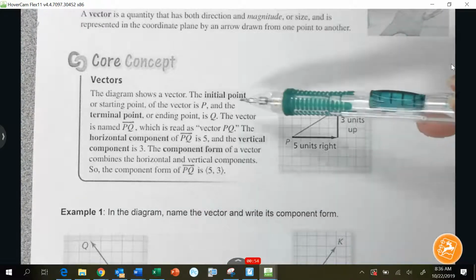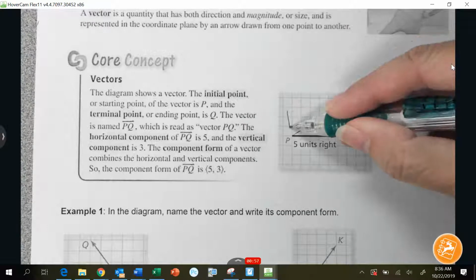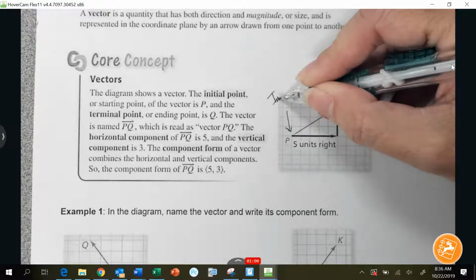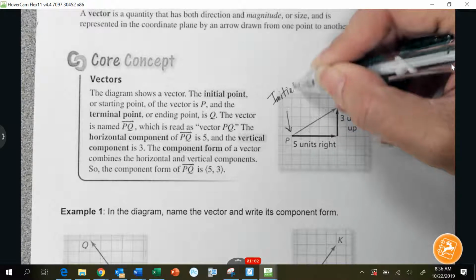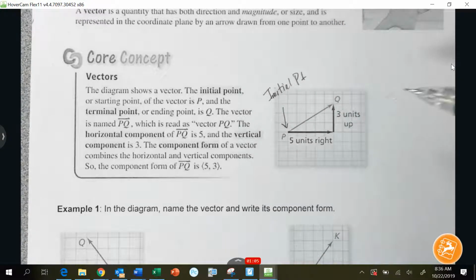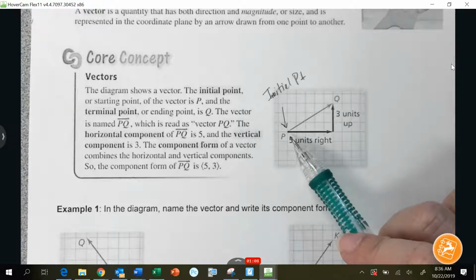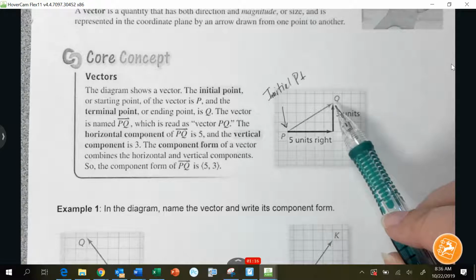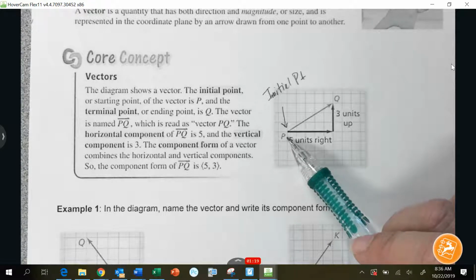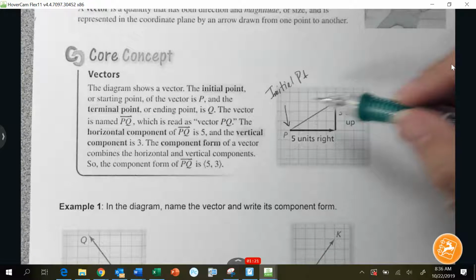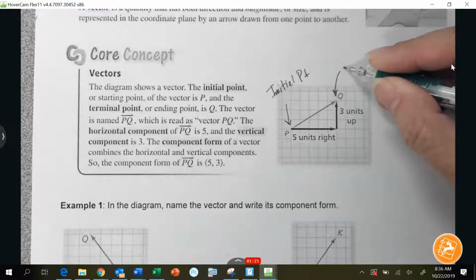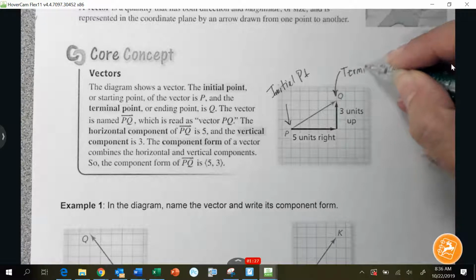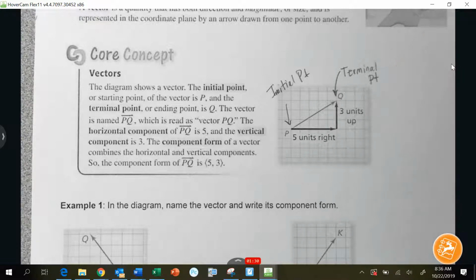And this diagram shows a point, P. That's going to be the starting point. Do you know why I know that one is the initial point? Does it have an arrow? There's arrows going away from it, right? So this has got to be the starting point. It's kind of like a ray. And then my terminal point would be the ending point, which is going to be Q. And we name the vector PQ.